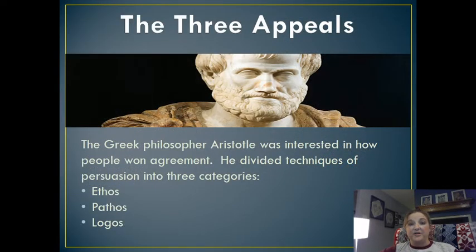So, with rhetoric, there are 3 types of appeals. And I do say appeals because in your writing, you're going to want to say things like the author uses ethos or uses pathos. That is actually incorrect. You should not say it that way. You should say that they appeal to ethos or they appeal to pathos or they appeal to logos.